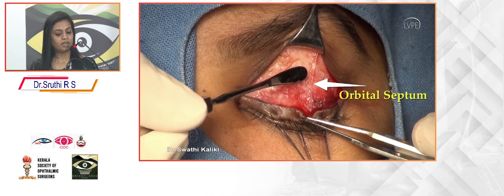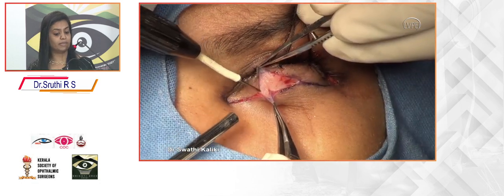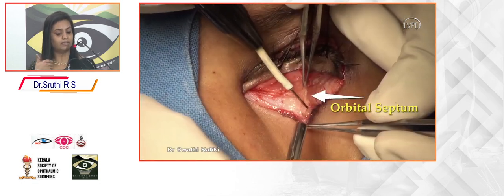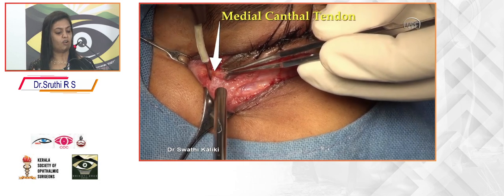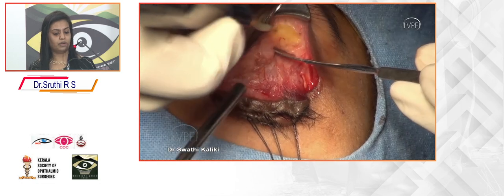Now the yellow structure you see is basically the orbital septum. Care should be taken not to injure the orbital septum. If you breach the orbital septum, then the preaponeurotic pad of fat and all the orbital fat will come out. Medial and the lateral canthal tendon area is also excised.